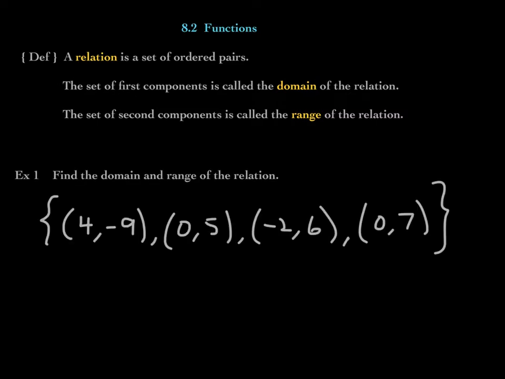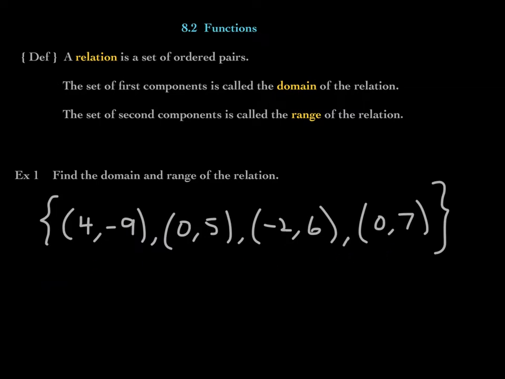Look at this first example. Find the domain and range of the relation. Now this is an example of a relation, everybody. It's a set of ordered pairs. Now first of all, whenever you write a set of anything in mathematics, you use braces. This is a brace and this is a brace. Inside of this set are ordered pairs. This is an ordered pair, this is an ordered pair, this is an ordered pair, this is an ordered pair. This is a set of ordered pairs, therefore it's a relation.